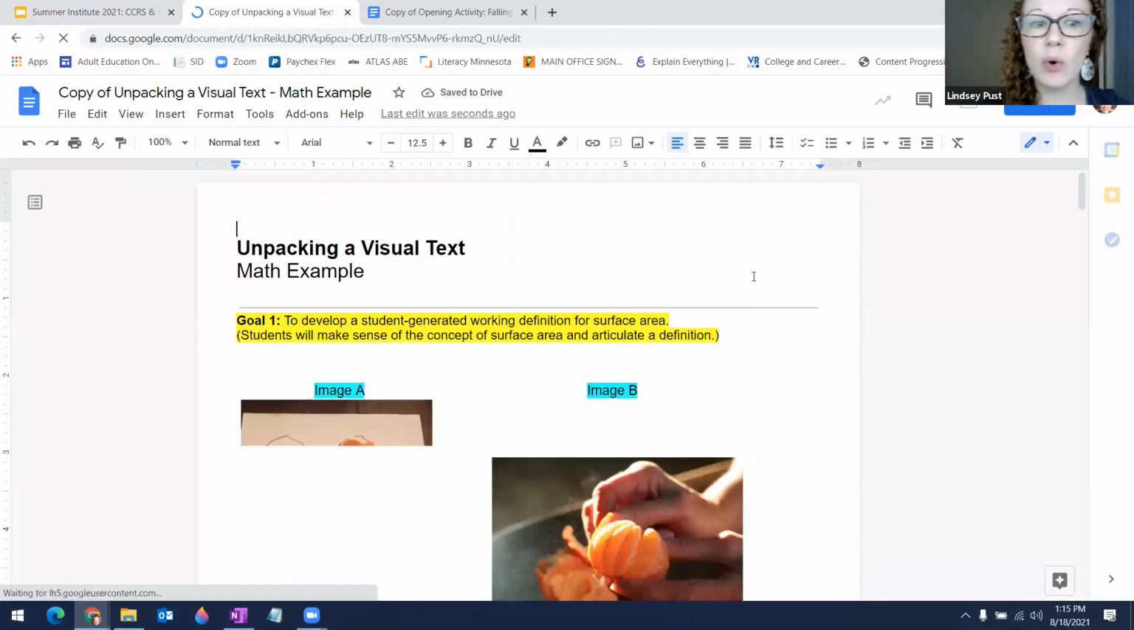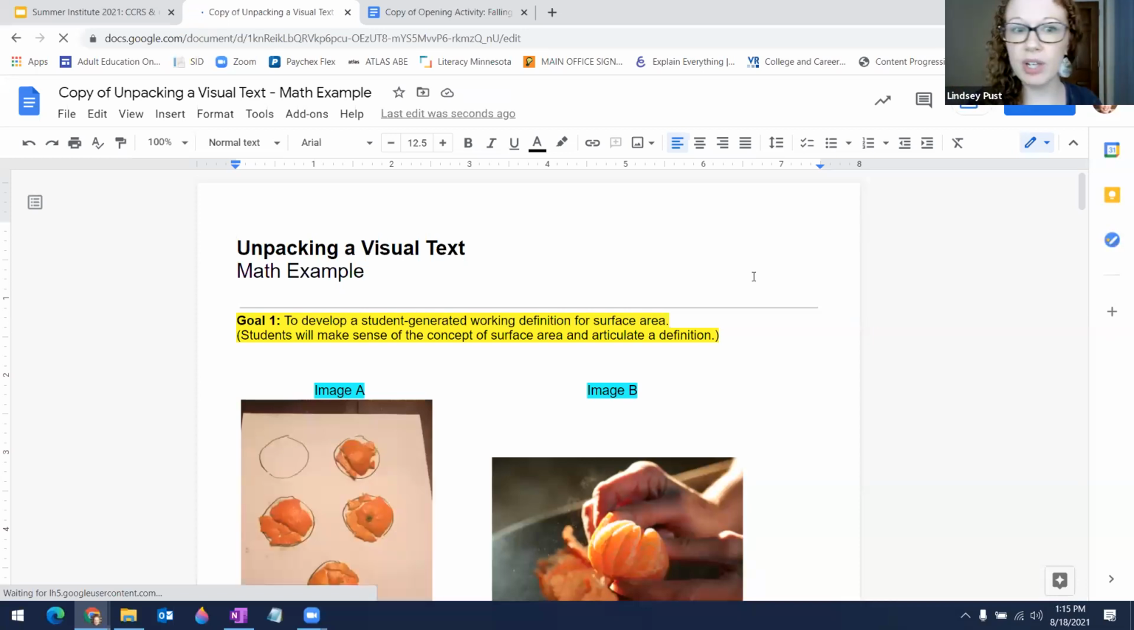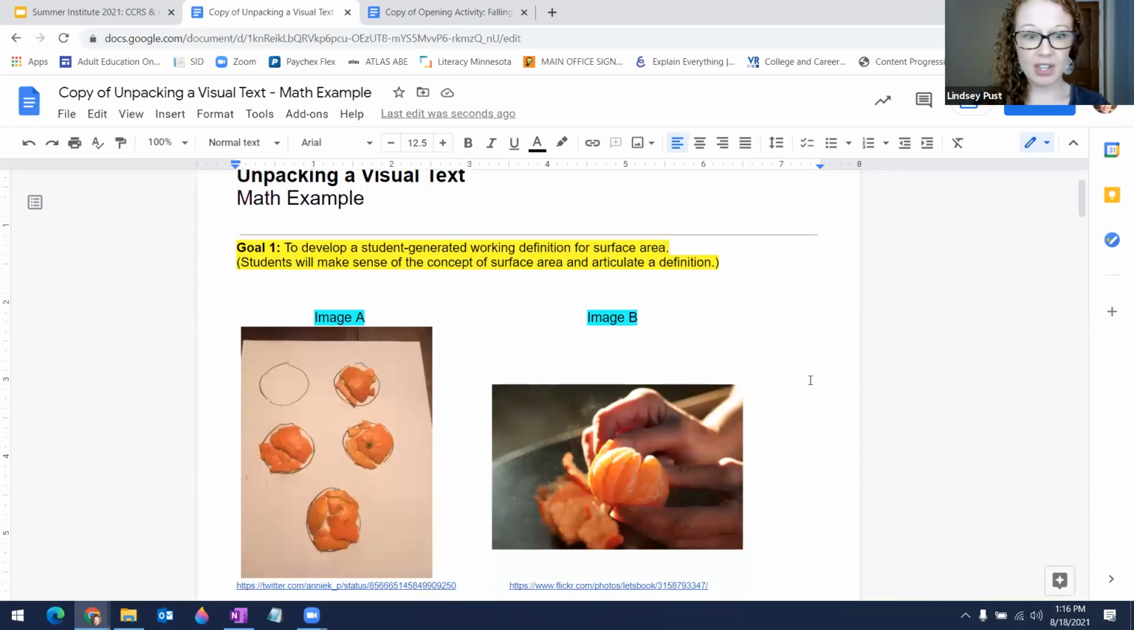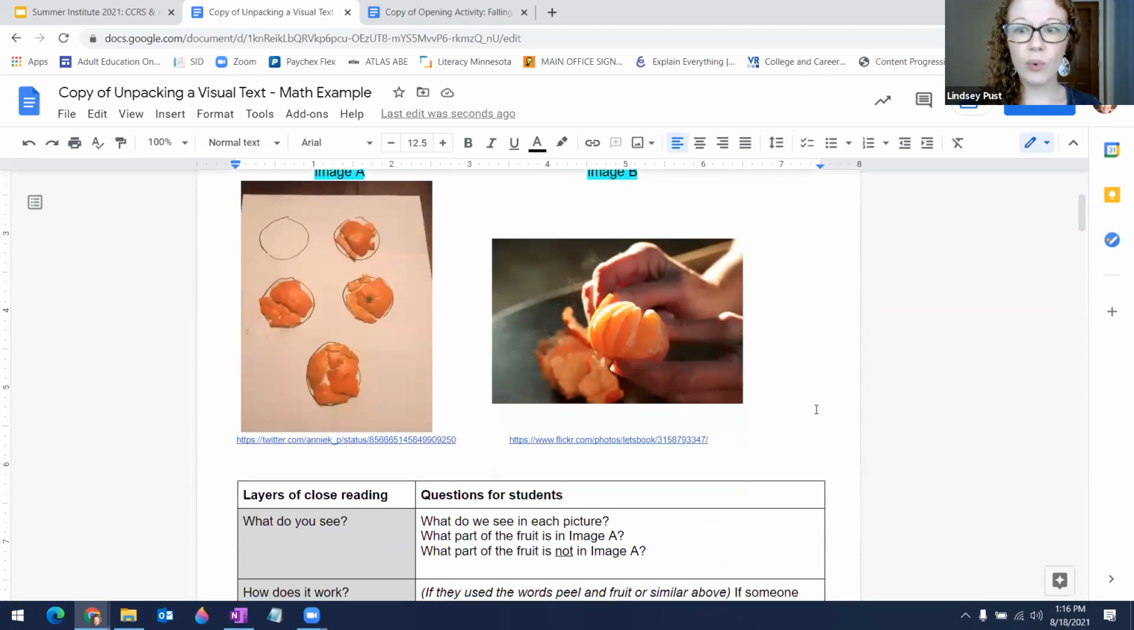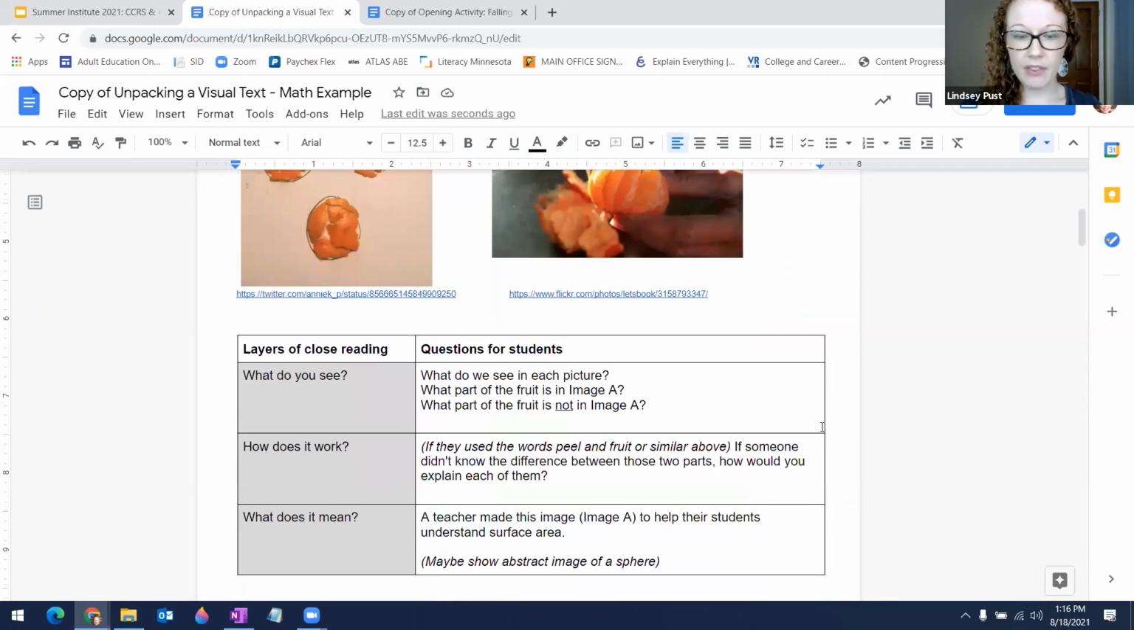But when we're thinking about sequencing questions, we start with this goal: what conclusion do I want students to make? Where do I want students to land? For instance, if these were two different images or visuals that we have in a math class, a goal could be to develop a student-generated working definition for surface area. So, making sense of that concept: what is surface area, can I come up with a definition? In this document, there are questions, and I will go through this briefly, but you will get this to be able to read it more closely later.